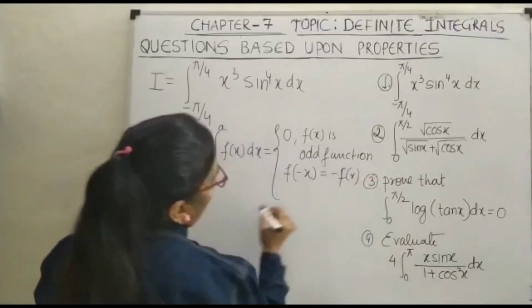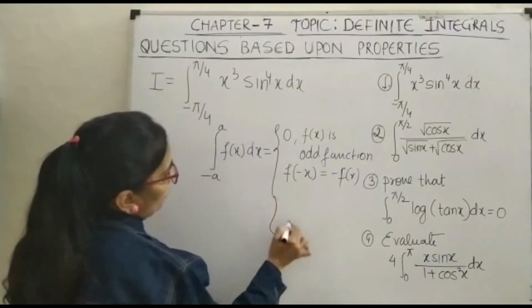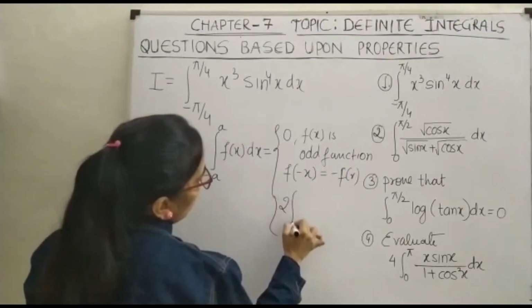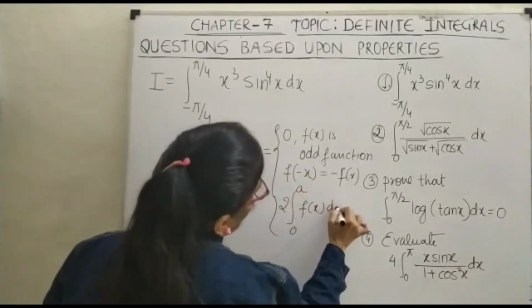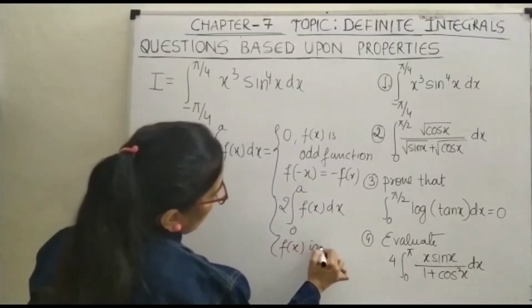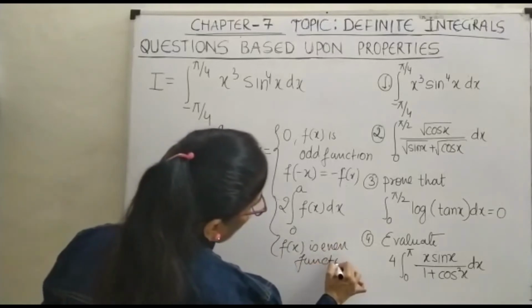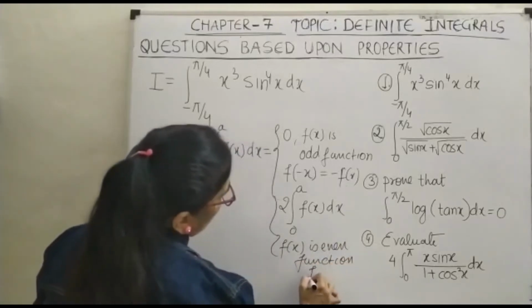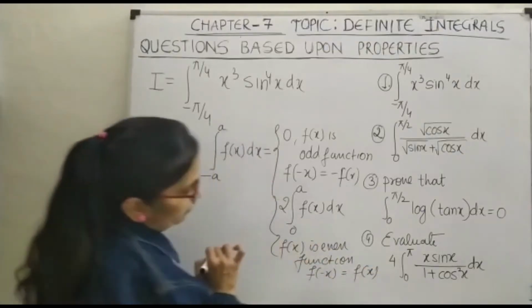Right? Now the same thing becomes twice the integral from 0 to a of f(x) dx when your f(x) is an even function, that is f(-x) is equal to f(x).